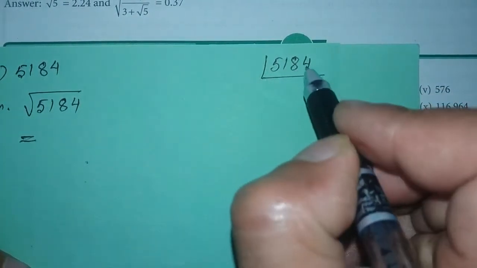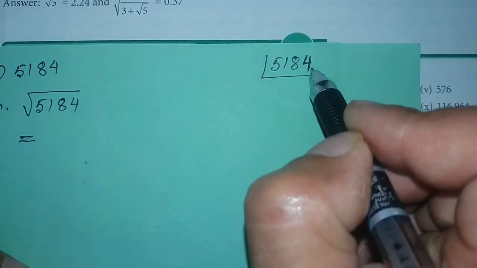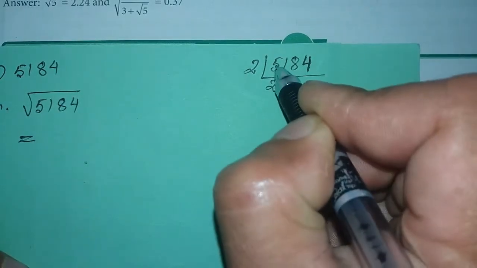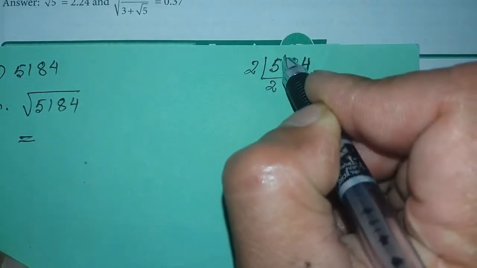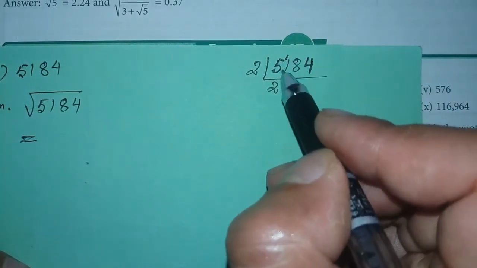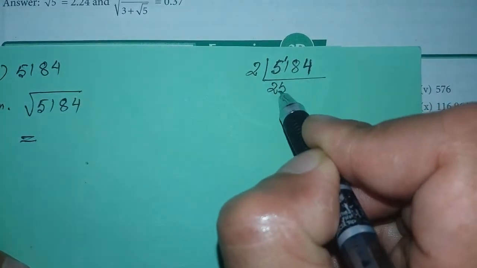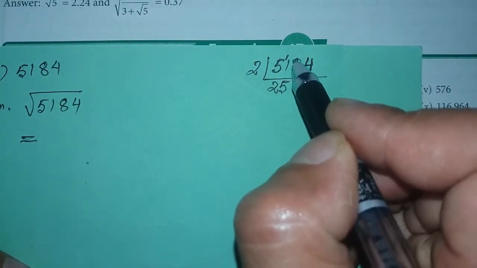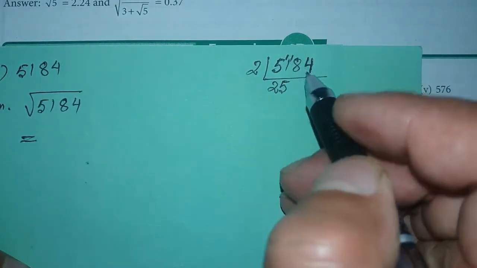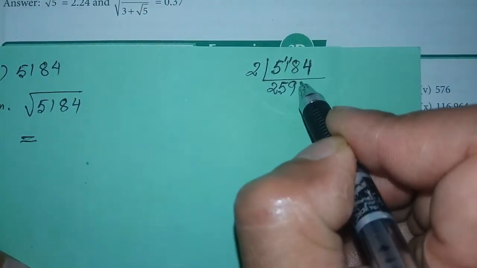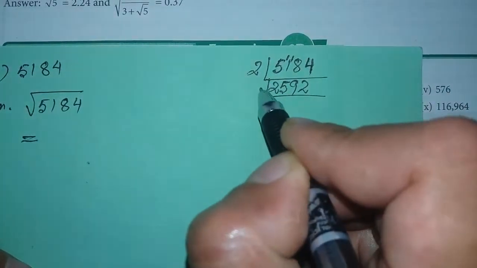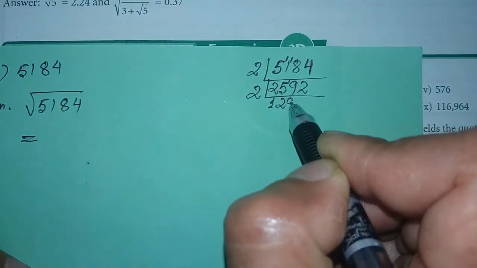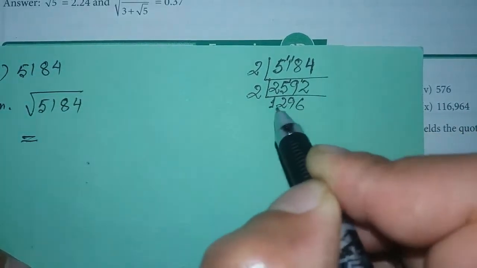Now this number is divisible by 2 because the last digit is 4, which is an even number. So 2 2s are 4, this is 5, 2 2s are 4, then you have 1 remainder here. Now this becomes 11. Now 2 5s are 10. Since this is 11, 11 minus 10 is 1, again 1 remainder here. Now this becomes 18. 2 9s are 18, 2 2s are 4. Now again 2 1s are 2, 2 2s are 4, 1 remainder, 2 9s are 18, 1 remainder, 2 6s are 12.